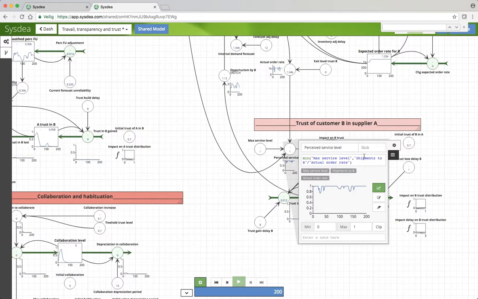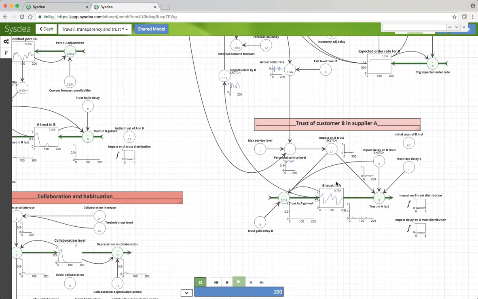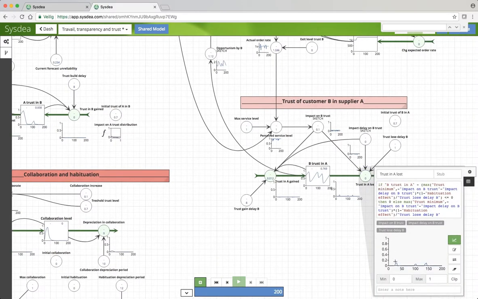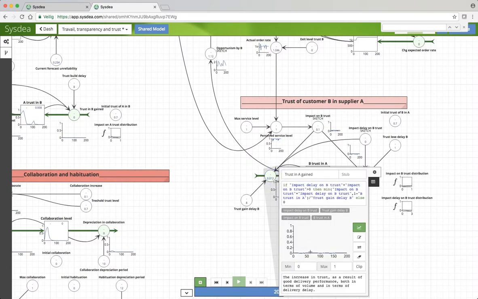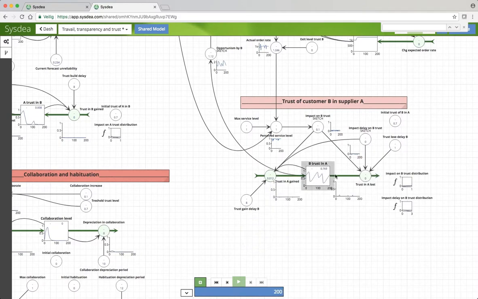If those are the same, so all orders are being fulfilled, then the perceived service level is high. If not, then it becomes lower, and when it becomes lower, that has an impact on the trust lost. As you see here, there are certain blips where that's too low. Overall, there is minimal impact on trust gained, and so this is the resulting effect.